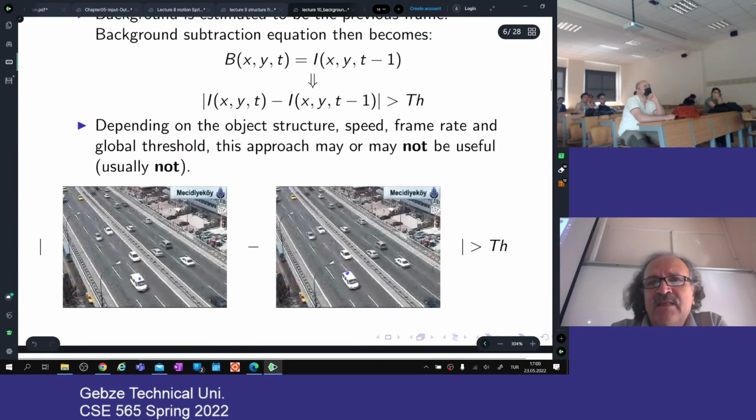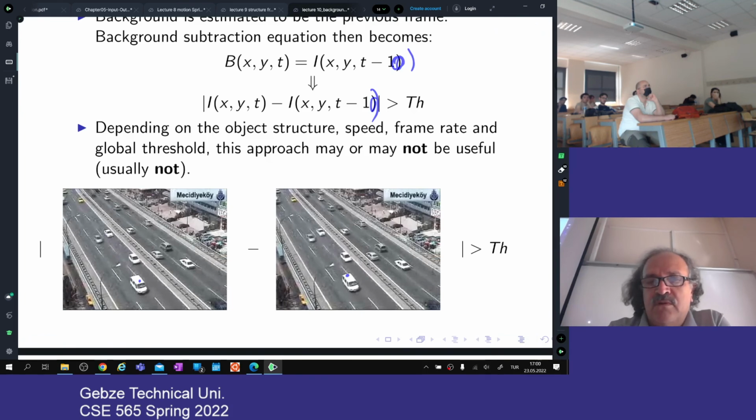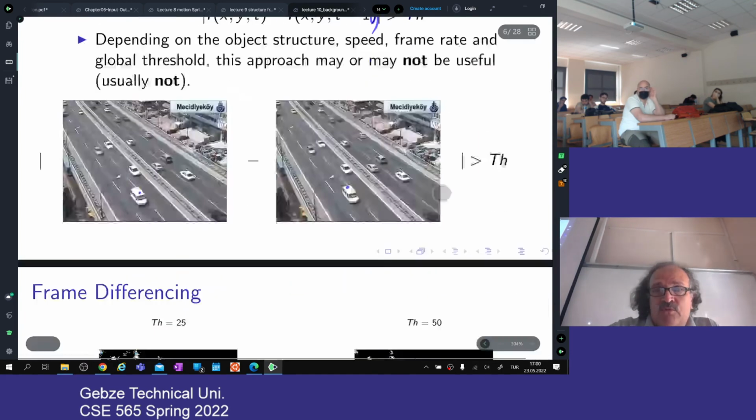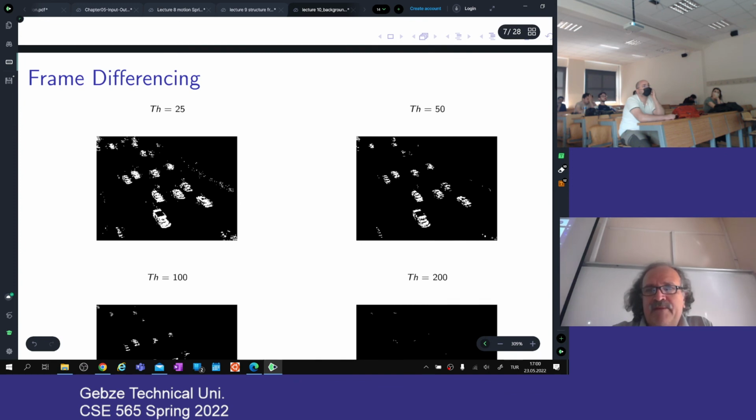You might say, why do we have to take the previous image? How about taking 10 images before? It's going to be a little different, but again my background pixels might include pixels from the other cars. That's not going to work very well. So this is what happened.